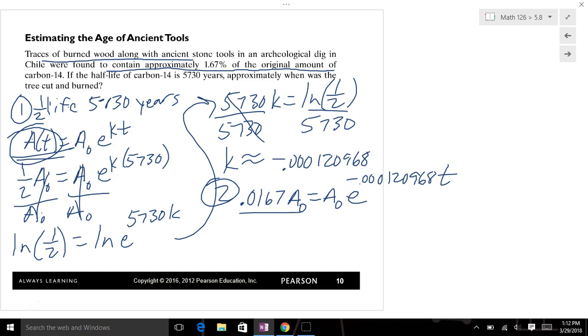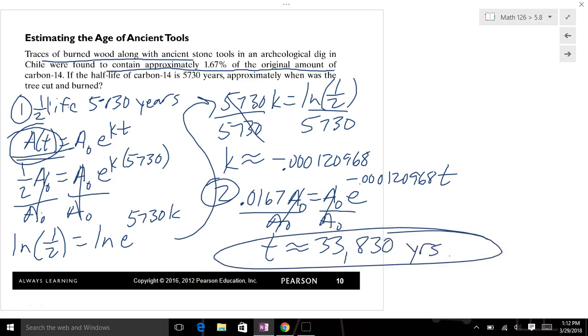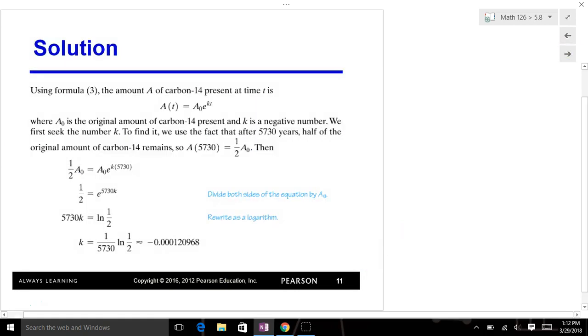Divide both sides by A subscript 0. Take the natural log on both sides. And then we're going to divide by that negative 0.00012096.8. And once you do that, your t will end up being 33,830 years. That's when that tree was cut and burned. Okay.